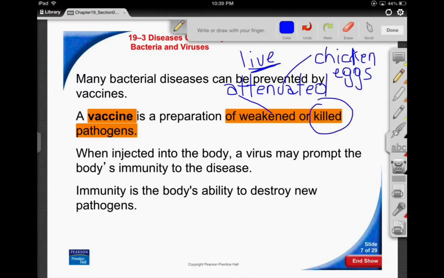If it's killed, that would be an example of, say, the polio vaccine. You can't give someone live polio vaccine. They'll get polio. You can't grow it up on chicken eggs and stick it into a person. That's not going to work. So what Jonas Salk discovered with polio was that he damaged it with formaldehyde and basically killed it. And as long as you inject that damaged body of the virus into us, it gives our immune system a chance to look it over and say, hey, I know what polio is, and the next time I see it, I'm going to beat the heck out of it.